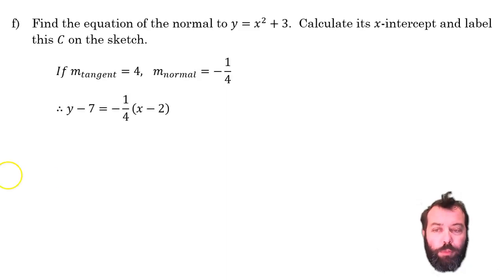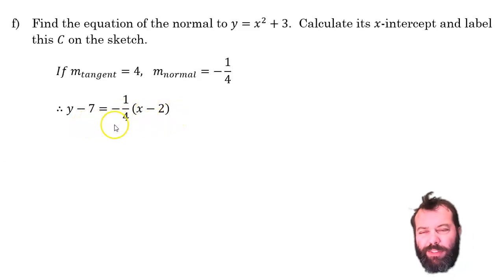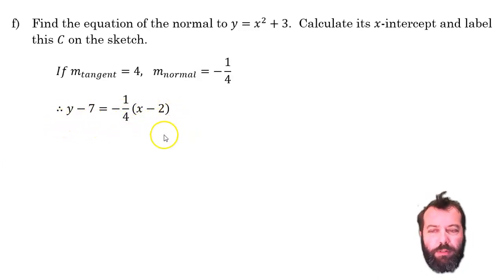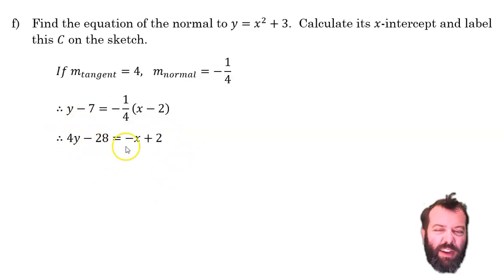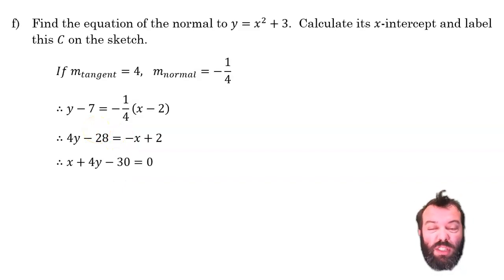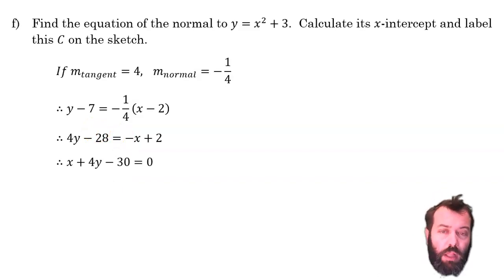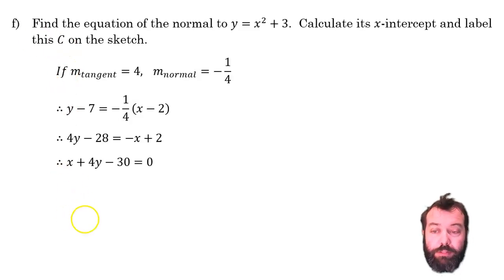Back to the point gradient formula, y minus y1 equals m into x minus x1. This time, because I had a fraction, I decided to multiply everything by 4, which gets rid of the fraction. And then I'm going to use the general form for this equation: x plus 4y minus 30 equals 0. It just turned out neatly that time. Anyway, that's the equation of the normal.